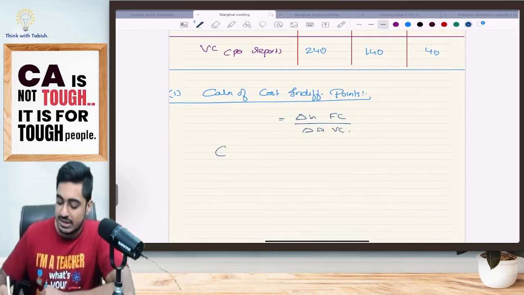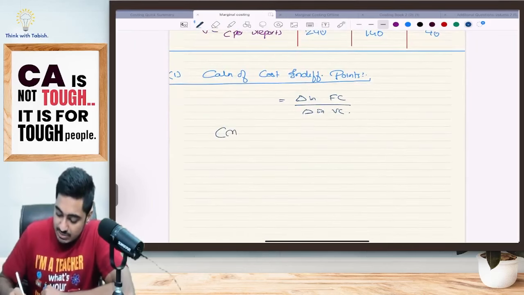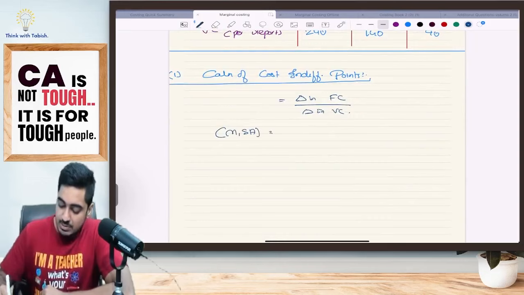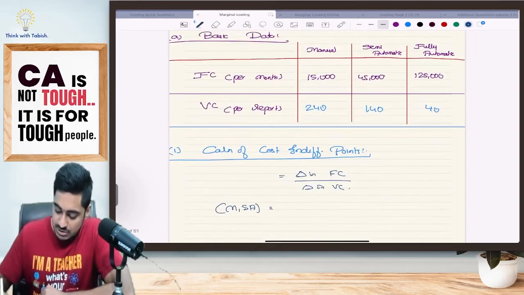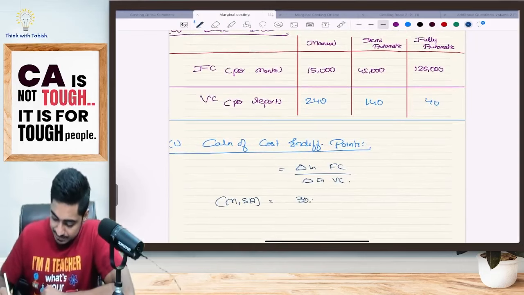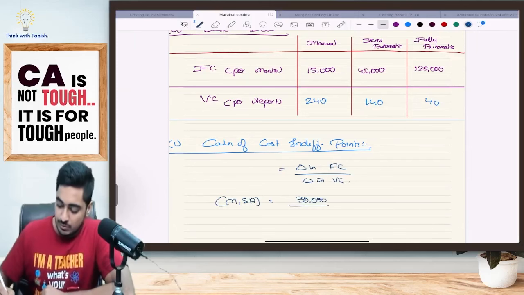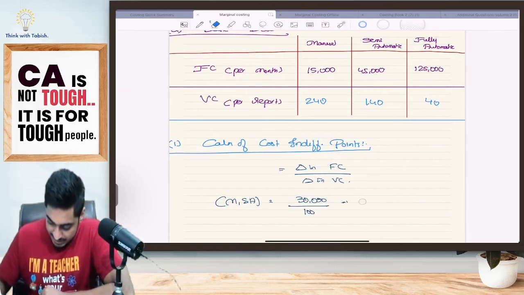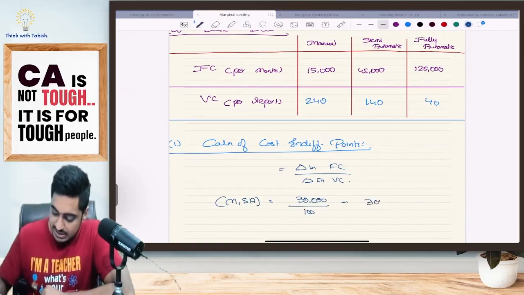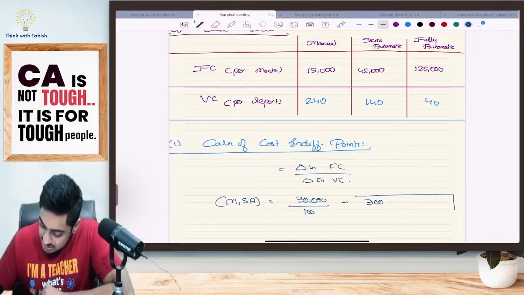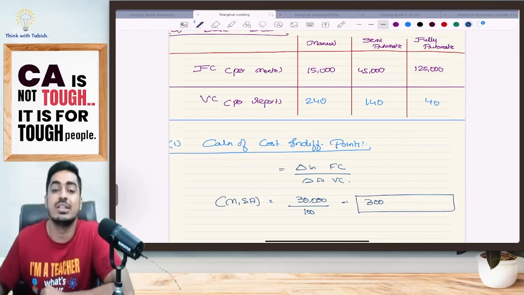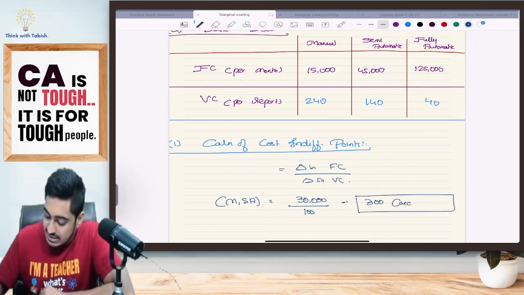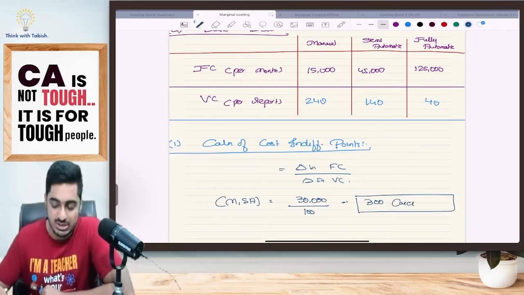So first I will take a decision between manual and semi-automatic. Tell me what is the difference in fixed cost? 15,000 to 45,000 is 30,000, divided by 240 minus 140 is 100. So it is going to be how much? 30,000 divided by 100. Is it going to be 300? Yes or no, everyone? Yes, it is 300 cases or 300 reports, whatever it is.